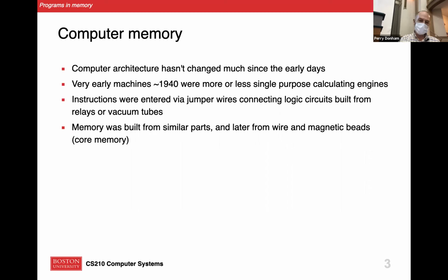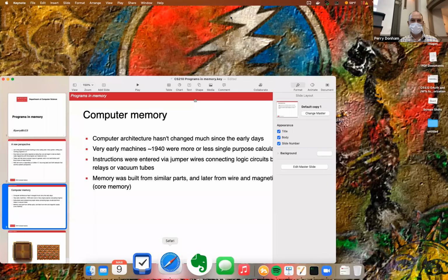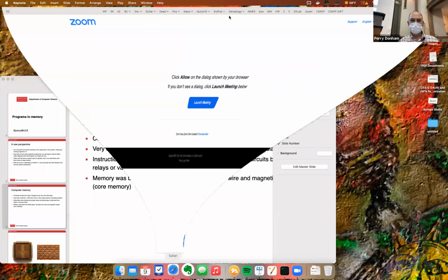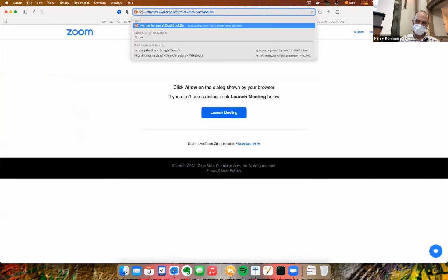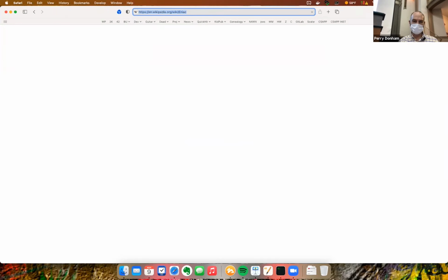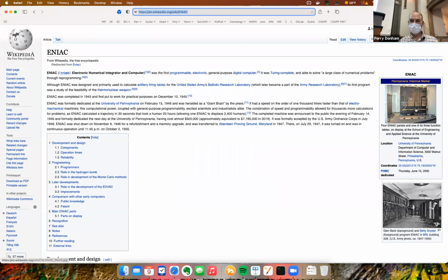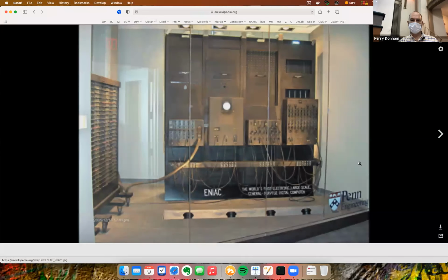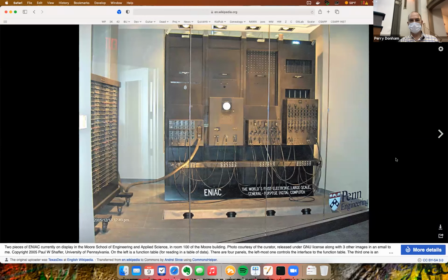Like in those 40s machines, if we looked at a picture of ENIAC, so real quick, bang W, ENIAC. Bang W takes you right to Wikipedia. So here are some pictures of ENIAC, one of the early computers, the grandfather of modern computing.